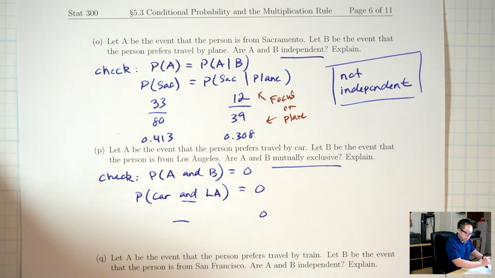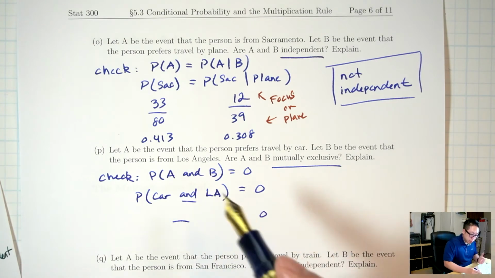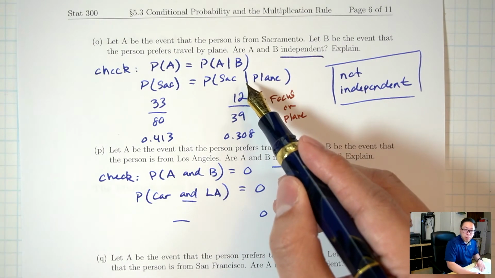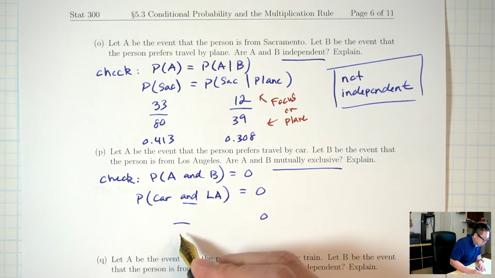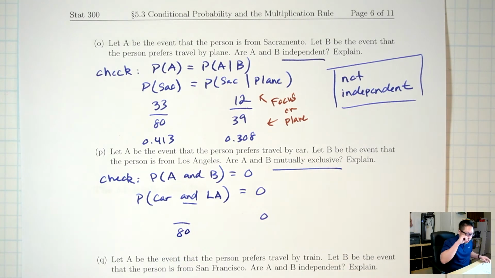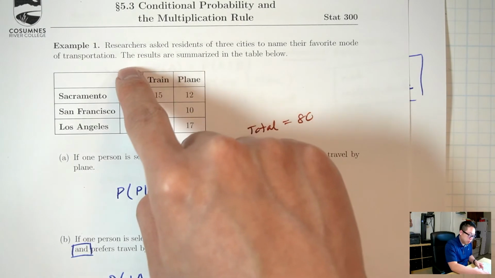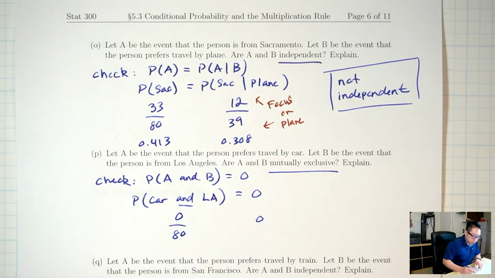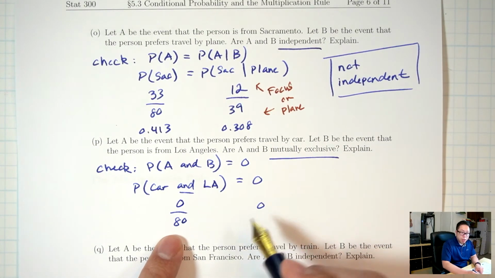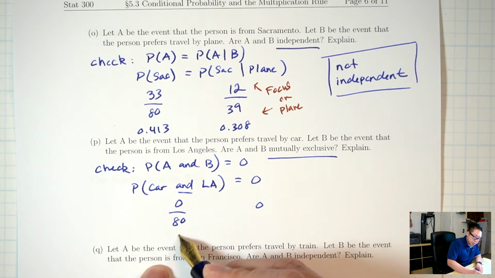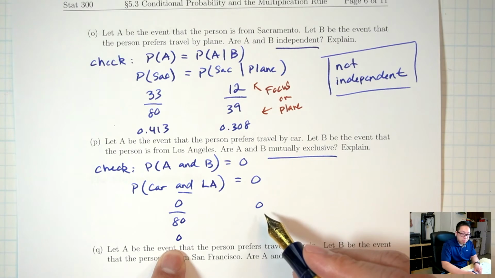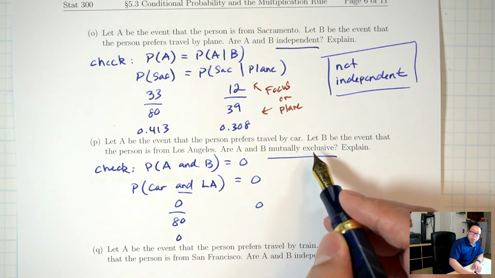So car and LA. So if I don't see the word given, if I don't have like this given probability, then I know the bottom is going to be everybody. Everybody was 80. And then for the top, how many people are car and LA? So at the same time. So car and LA would be 0. Okay, left side 0 over 80, right side 0. Are they the same or not? They are the same, right? So 0 divided by 80 is actually just 0. So they are the same, they are equal. So if they are equal, then it is mutually exclusive.